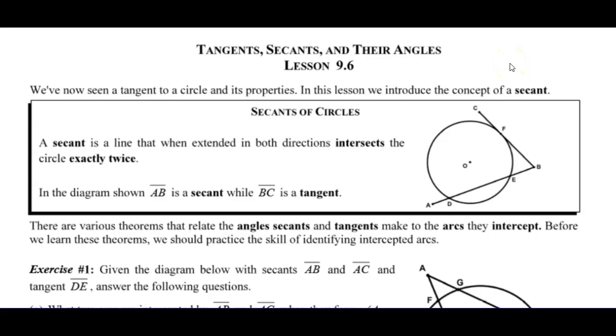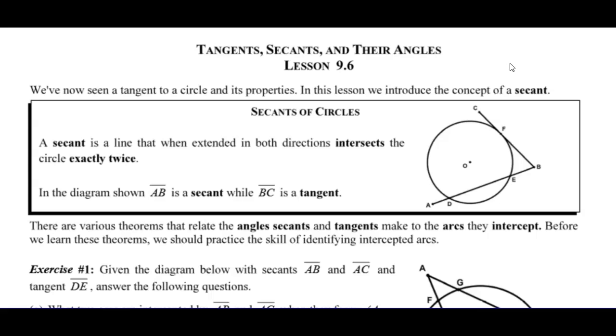Alright, so we've worked with tangents, and tangents, you'll recall, are a line that will intersect the circle exactly once. The new term here is a secant, and a secant is a line that when extended in both directions will hit the circle exactly twice. So the way to think about a secant is it's an extended chord. A chord is a segment with endpoints that intersects the circle in two different places, and a secant just extends that chord outside of the circle.